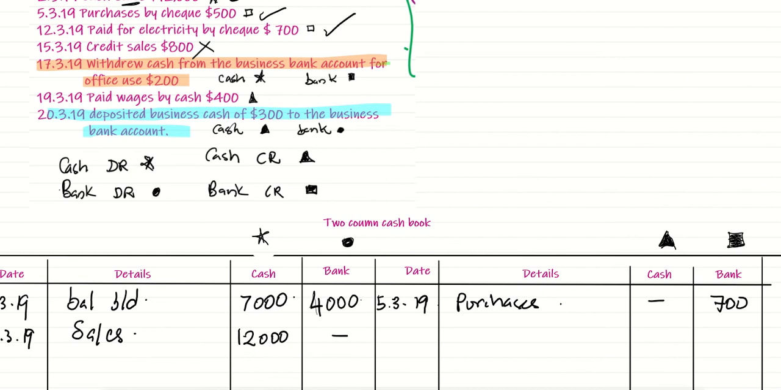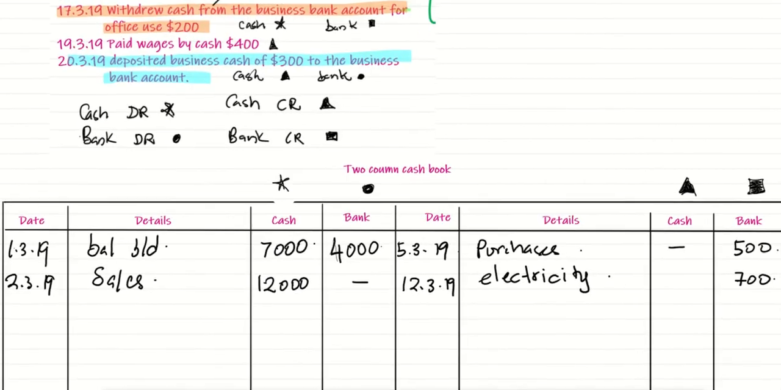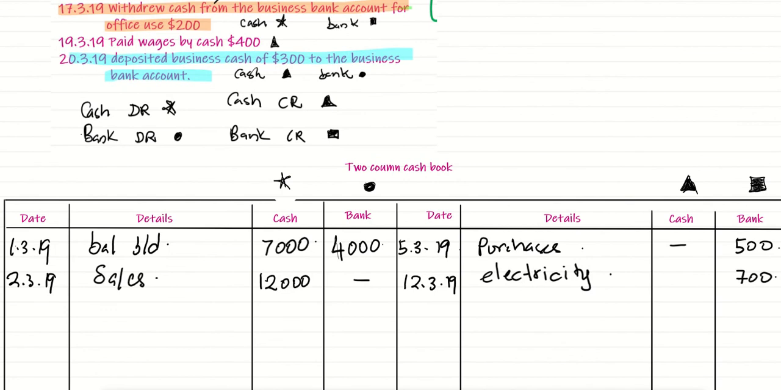Paid electricity, again by check. Again, it impacts on square, bank credit. So let's enter 500. Sorry, the previous one should have been 500. Sorry for the mistake. 500 purchases. And 700 is the amount of electricity. When did this occur? On 12th. Credit sales does not have an impact in the cash book, so we ignore.